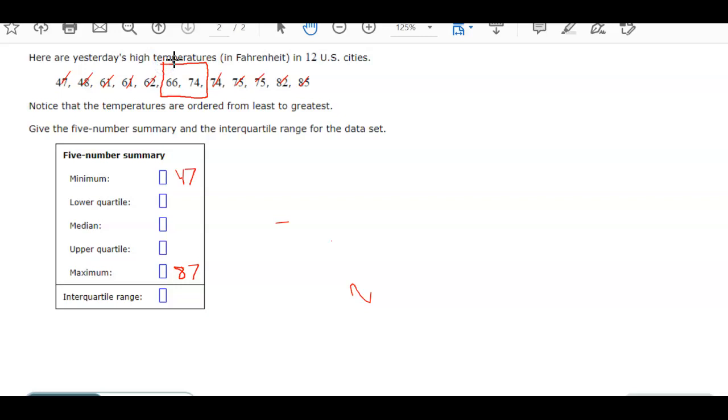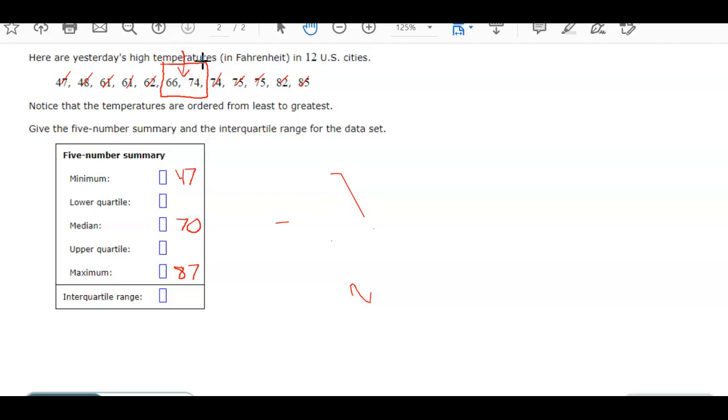I'm going to add the two of those and then divide by 2. So you can see that if I add the two of them together, I get 140. 140 divided by 2 is going to give me 70. So the median on this is going to be 70. And you might be able to tell by looking at that as well that that's going to be a 70.